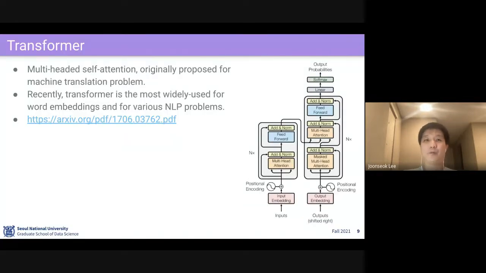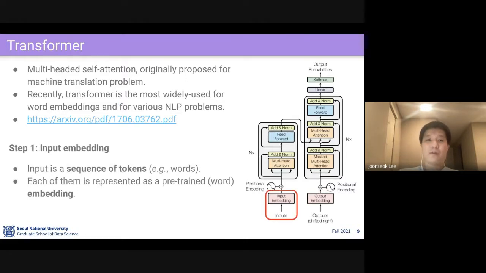So what is the transformer? It's basically multi-headed self-attention. This is the summary of the transformer. We learned about attention in lecture 14, so this is an extension of that model. It was originally proposed for machine translation, translating one language to another, like English to French. And recently, the transformer is widely used for NLP problems and even for computer vision problems.